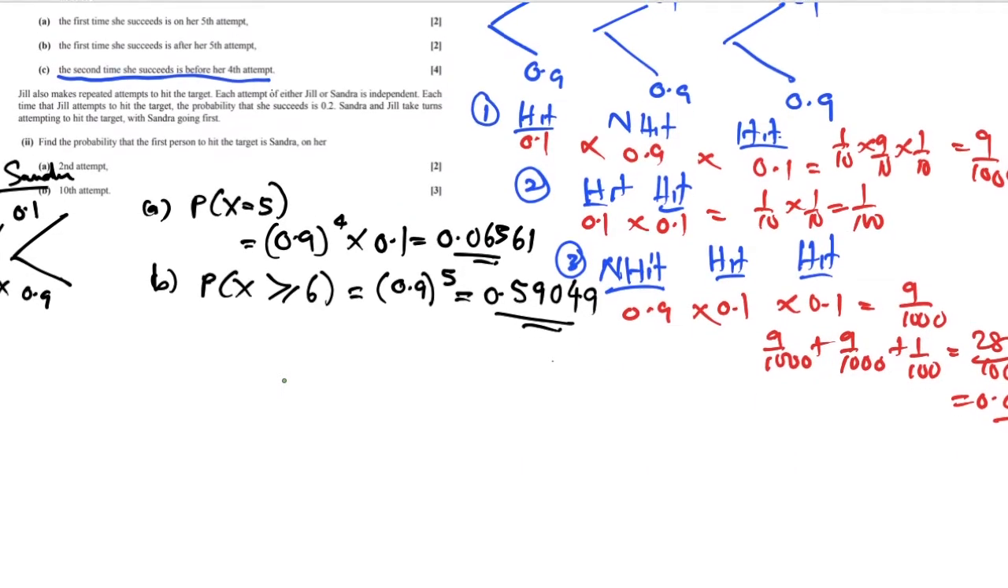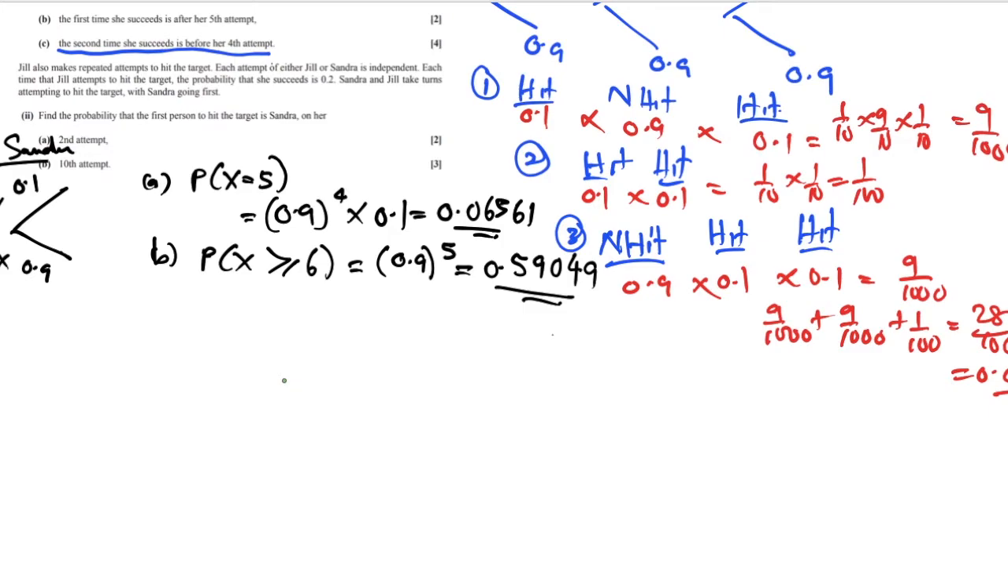Okay, Jill also makes repeated attempts to hit the target. Each attempt of either Jill or Sandra is independent. Each time that Jill attempts to hit the target, the probability that she succeeds is 0.2. So there's another person who's called Jill. So her probability of hitting is 0.2, and so not hitting is 0.8.